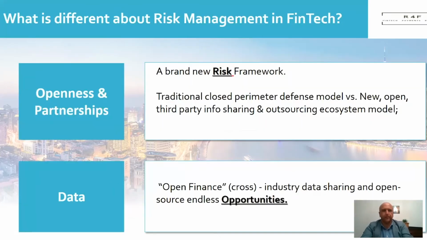So let's begin with the big question. What is different about risk management in FinTech? Two things come to mind when you ask this question. One is openness and partnership, and another big change is about data. Openness and partnership inherently mean new exposure to risk, because in traditional banking institutions, we used to have a closed perimeter defense model. Within this model, we had such a notion as the demilitarized zone, and within this zone we have trusted devices, trusted users, and a trusted network.